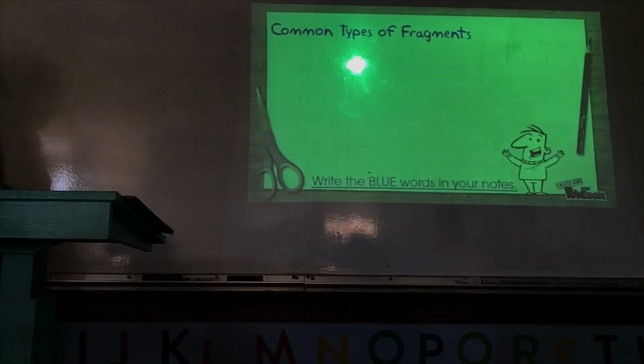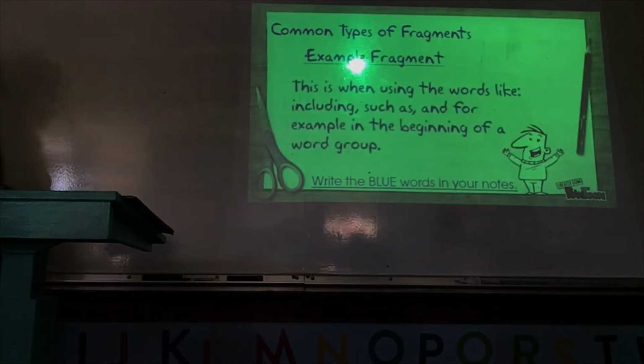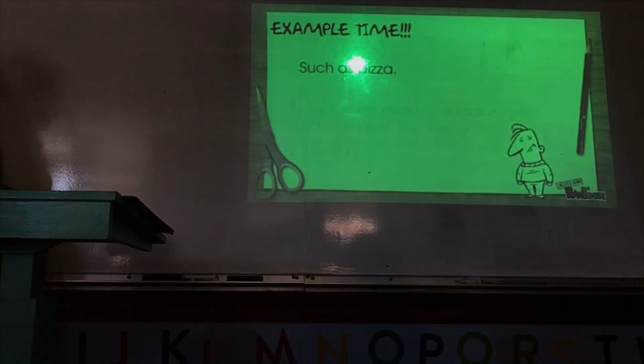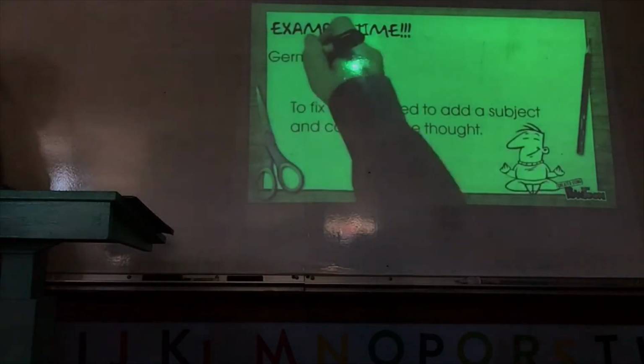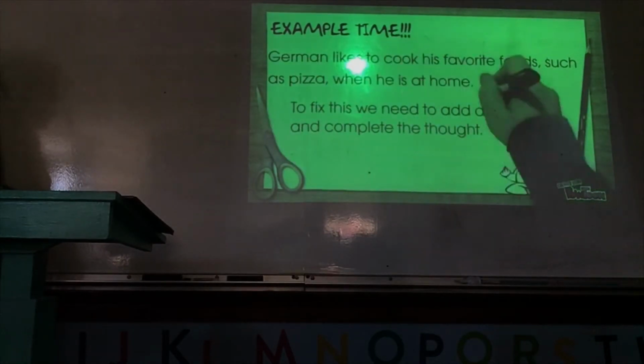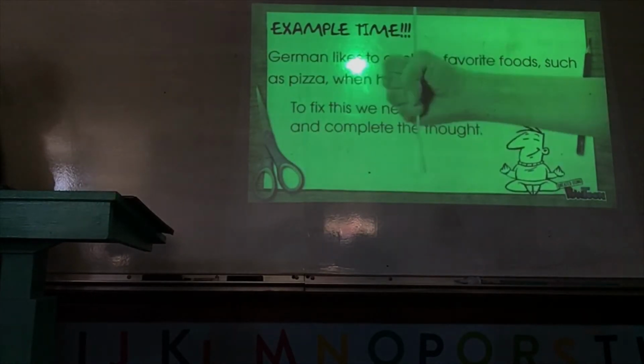Finally, the last fragment error is called an example fragment. It happens when using words like including, such as, and for example. Here's an example, such as pizza. To fix this, we need to add a subject and complete the thought. German likes to cook his favorite foods, such as pizza, when he is at home.